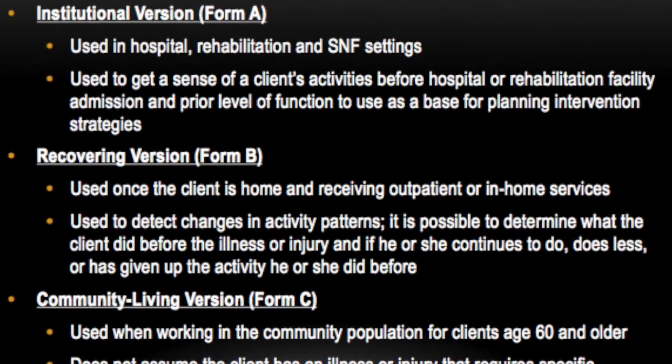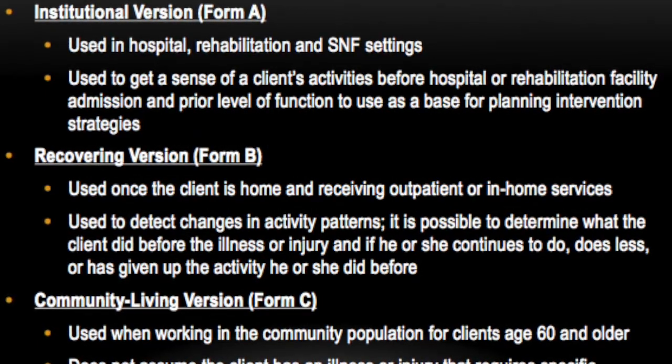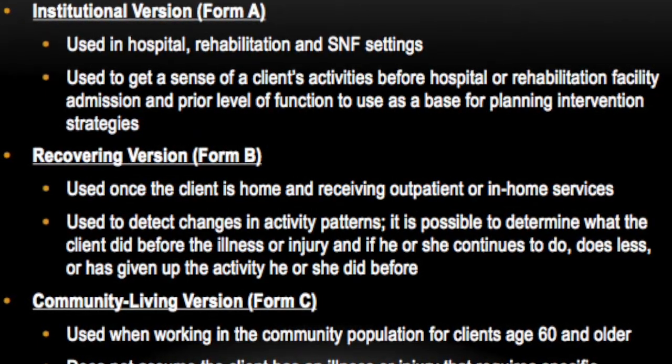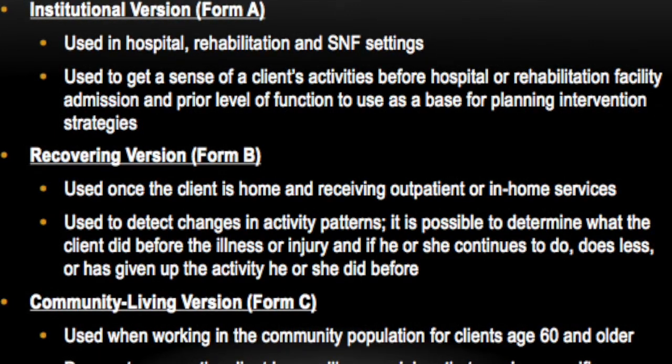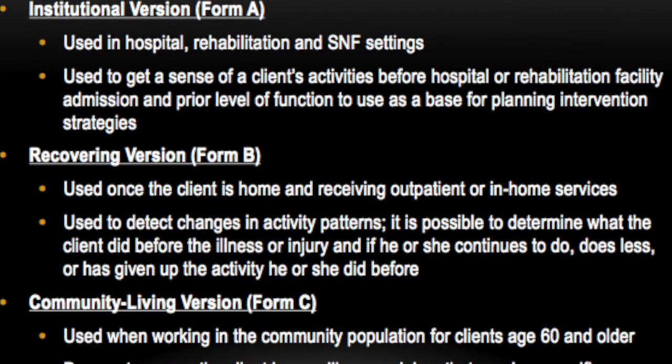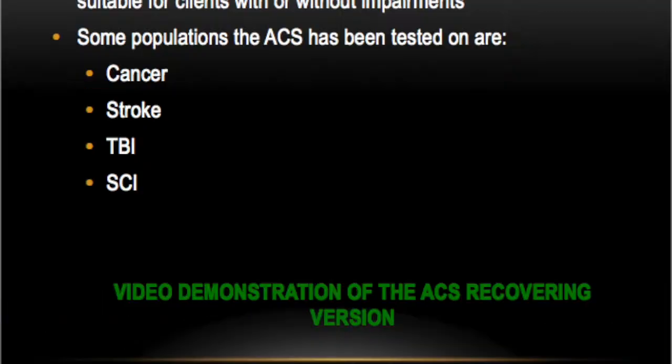Form C, the community living version, is used when working in the community population for clients ages 60 or older. It does not assume the client has an illness or injury that requires specific treatment. It is used to see the client's change in activity pattern as an older adult.